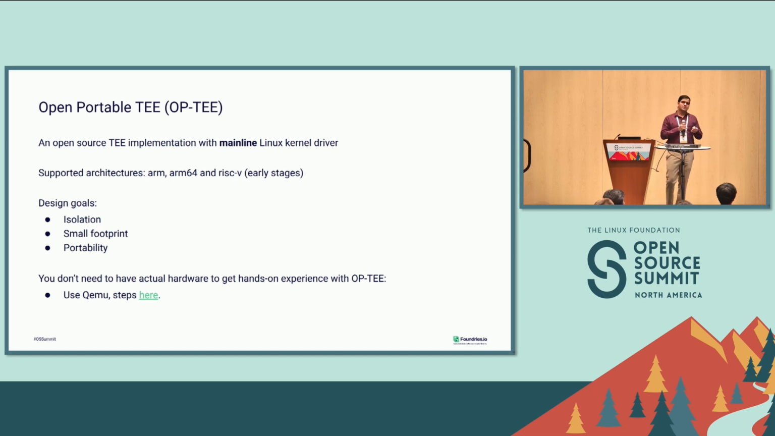RISC-V support has been coming up in Opti, but it's still in early stages. So if there is a hardware enforced boundary present on a SoC, whether it's ARM or RISC-V, it's possible to enable Opti, and you can work on top of that. The major goal here is to provide isolation for your security critical code.